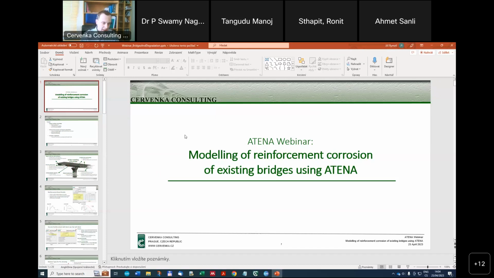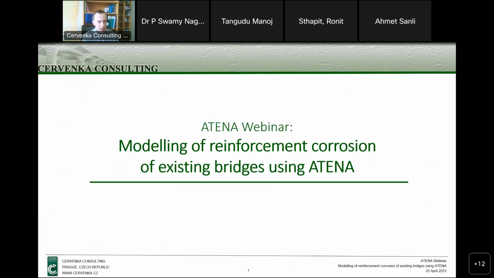Today's topic is modeling of reinforcement corrosion of existing bridges using the ATENA software. Mainly I will be talking about our recent advancements in modeling of long-term degradation mechanisms using ATENA. It's not only the work I do; it's also a big collaboration with my colleagues here in Cervenka Consulting.